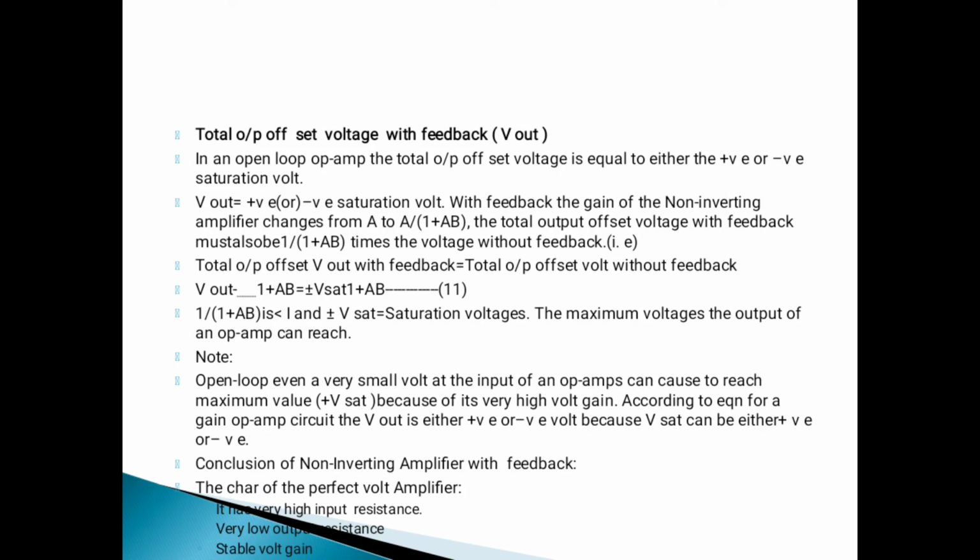Conclusion of a non-inverting amplifier with feedback. It has the characteristics of a perfect voltage amplifier and it has a high input resistance. The total output offset voltage of V out with feedback is equal to the total output offset voltage without feedback. So V out is equal to plus or minus V saturation voltage.